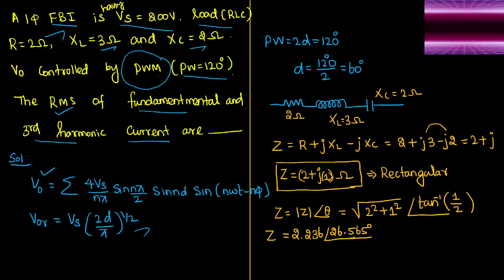Now, sir, they are talking about the fundamental current and the third harmonic current. How can I express these values? See, let me tell you, even this impedance I have written only for the fundamental, the first waveform, n equal to 1. First, let me talk about the nth harmonic.